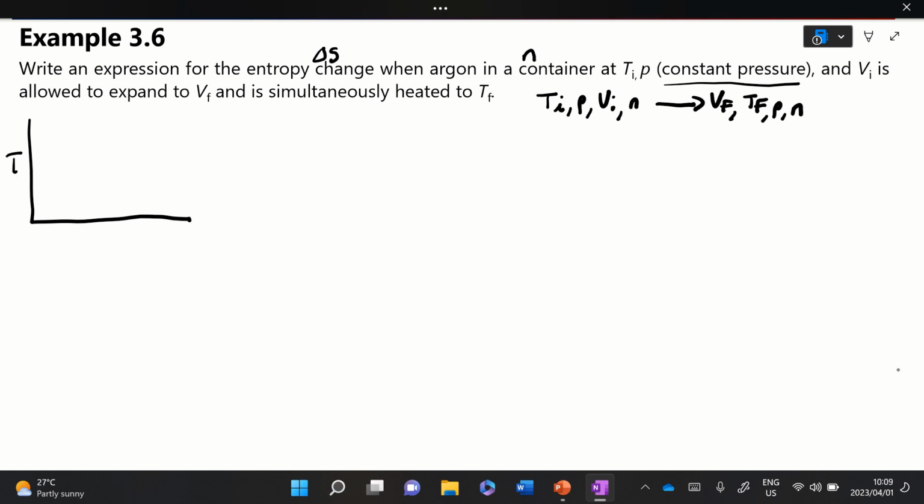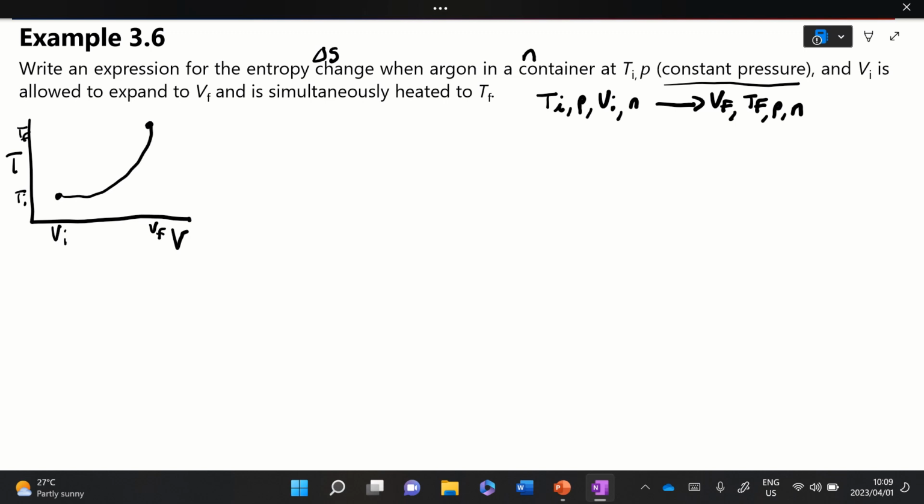So if we have a graph of temperature versus volume, then we have an initial point Ti and Vi. It expands and is heated to Tf, so Vf and Tf are larger than Vi and Ti. So it's some point up there. And because it's an isobaric process, we have an isobar that connects these two points.